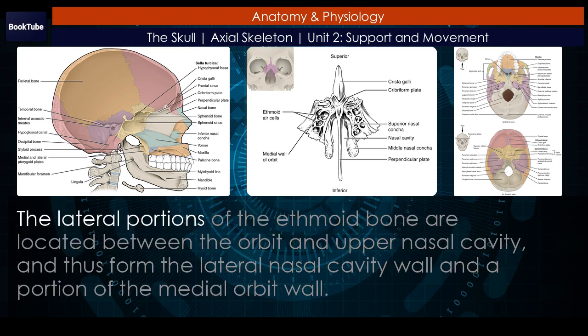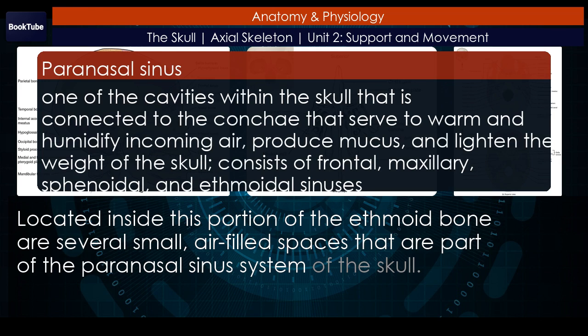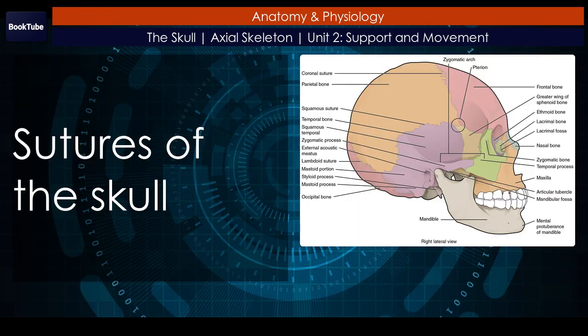The lateral portions of the ethmoid bone are located between the orbit and upper nasal cavity, and thus form the lateral nasal cavity wall and a portion of the medial orbit wall. Located inside this portion of the ethmoid bone are several small, air-filled spaces that are part of the paranasal sinus system of the skull. Sutures of the skull.